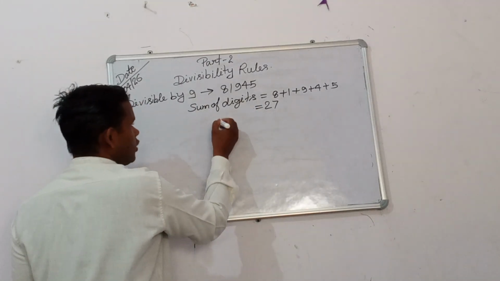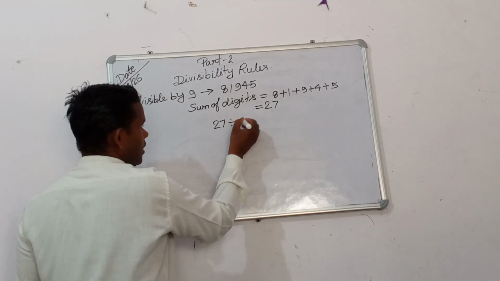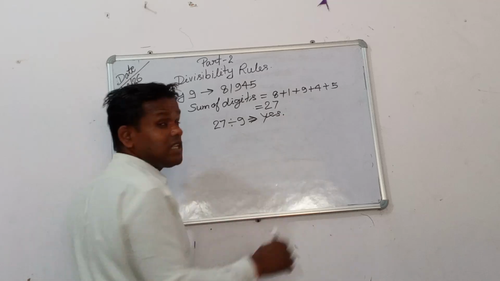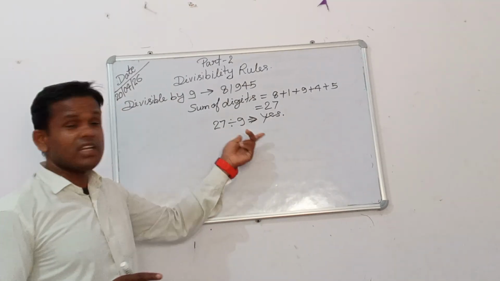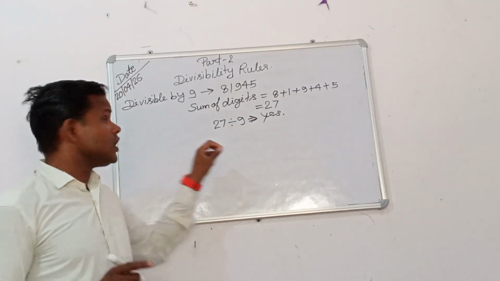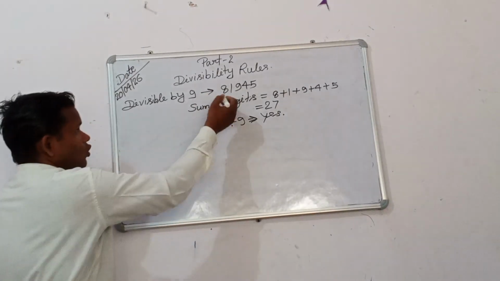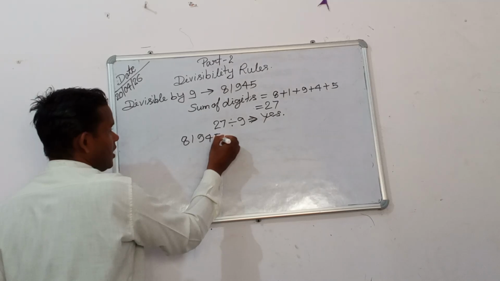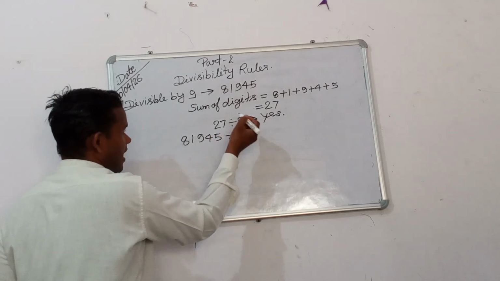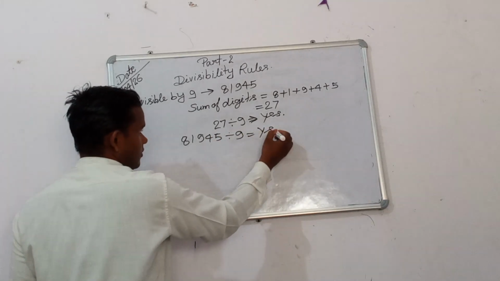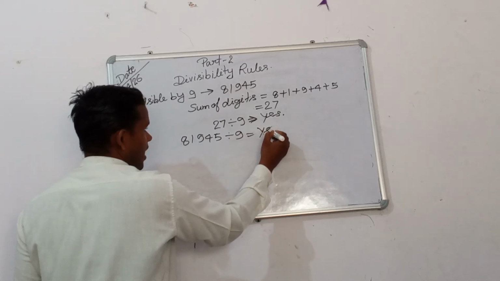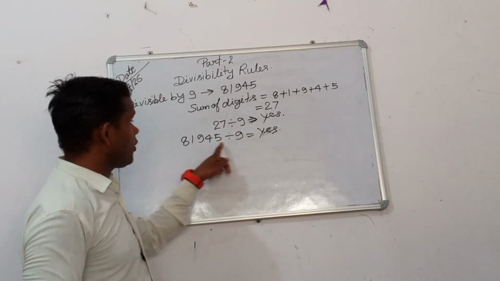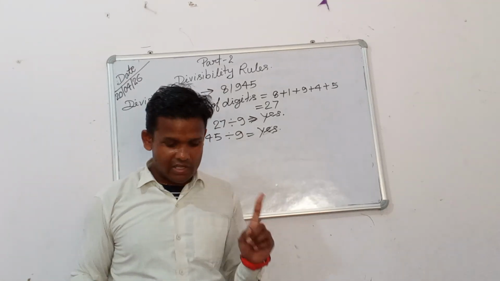If we check, 27 is completely divisible by 9. Yes. So the given number 81945 is completely divisible by 9. Yes, here we write yes. That means 81945 is completely divisible by 9.